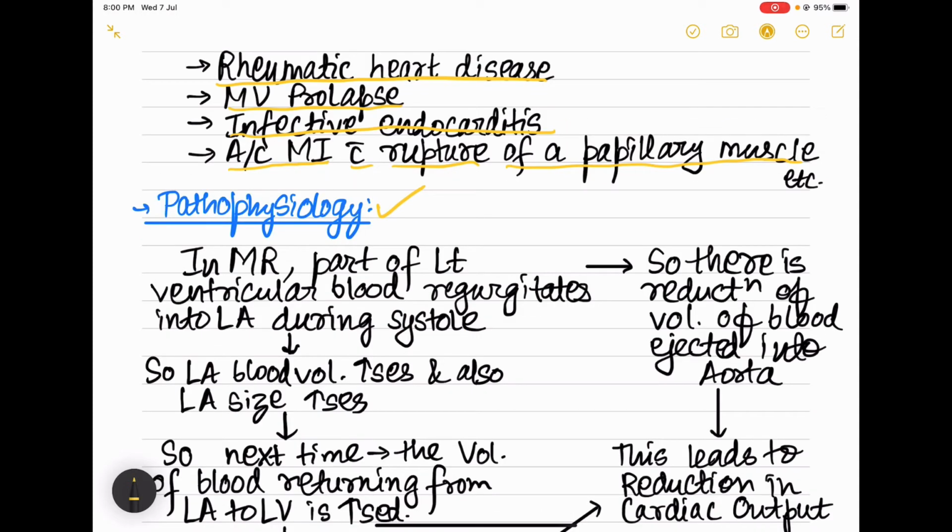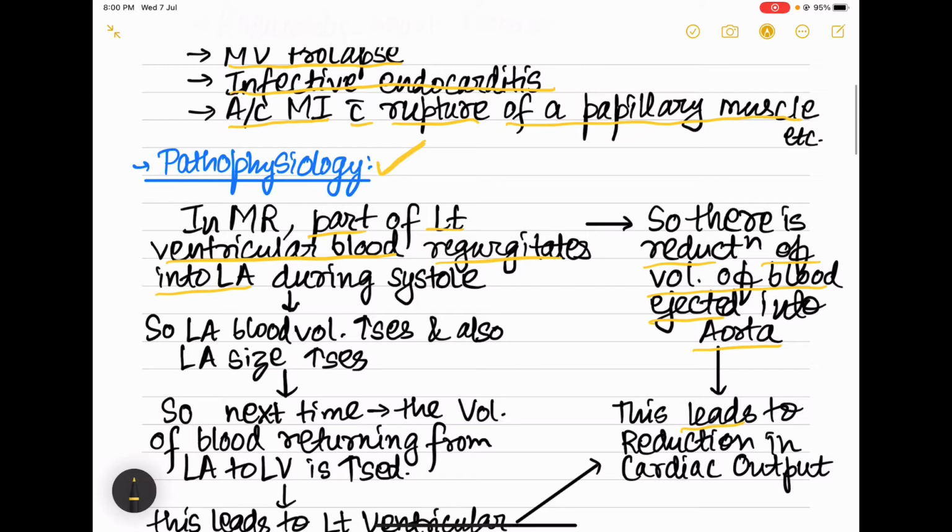Now, coming to the pathophysiology of mitral regurgitation. Part of the left ventricular blood regurgitates into the left atrium during systole. As a result, there is reduction of the volume of blood ejected into the aorta, and this leads to reduction in the cardiac output. On the other hand, because the blood which is to be pumped out into the aorta regurgitates back into the left atrium, left atrial volume increases and left atrial size increases.